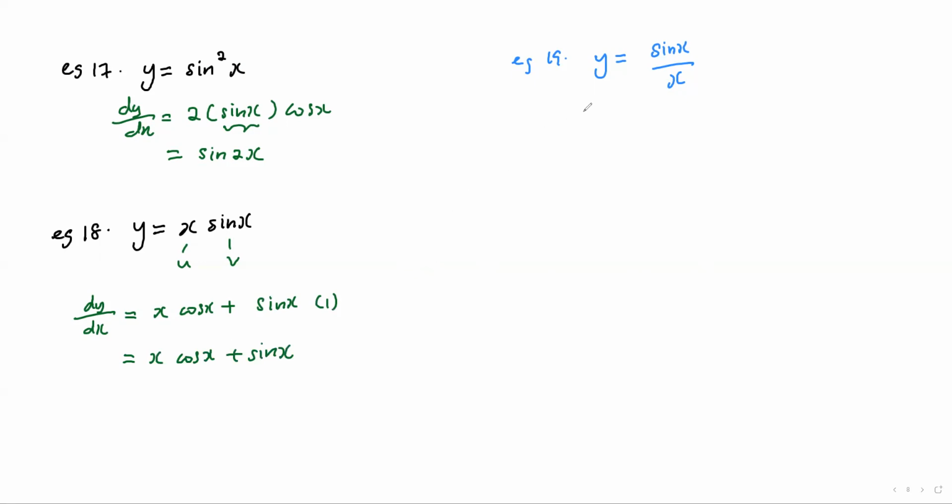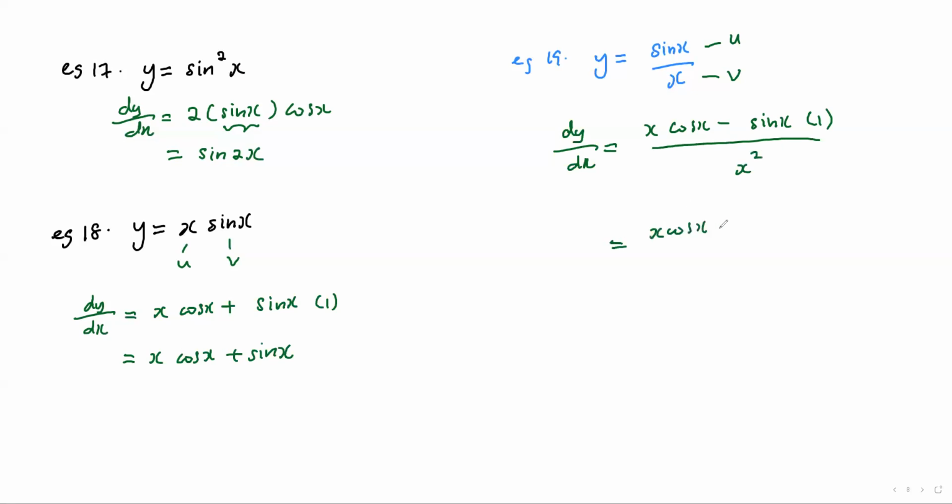And as for question 19, we can use quotient rule. We can let this be u and this be v. So dy dx would be v times du dx, which is cosine x, minus u times dv dx, which is just 1, over v squared. So our final answer would be x cosine x minus sine x over x squared.